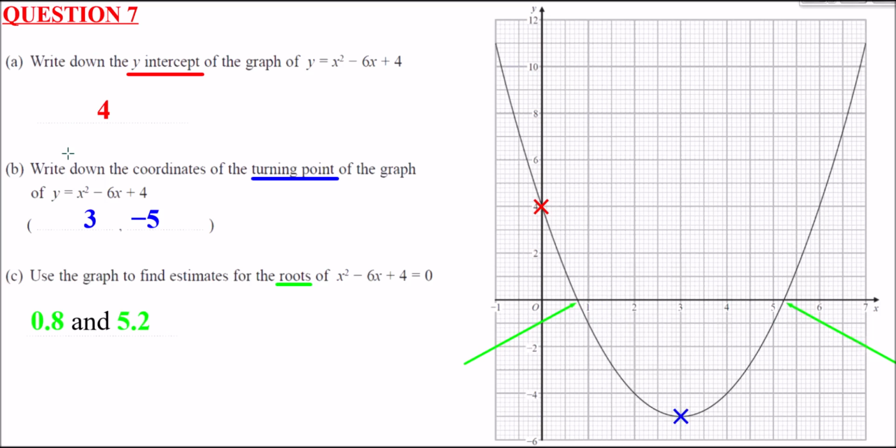If you've not got exactly those same roots, that's okay, as long as you're no more than 0.1 more or less than these answers here. So anything between 0.7 and 0.9 inclusive will be okay for this root. Anything between 5.1 and 5.3 inclusive will give you full marks for this root.